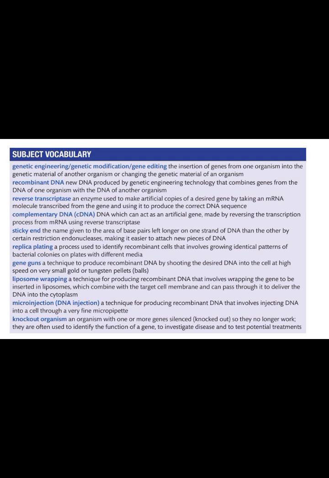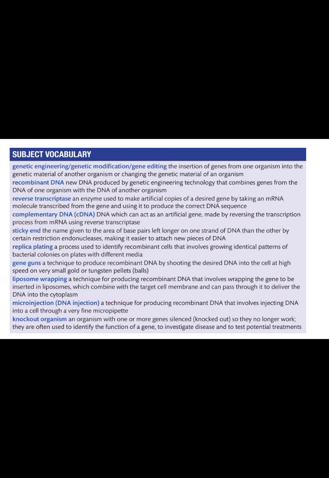Okay, the gene gun is a technique to produce a recombinant DNA by shooting the desired DNA into the cell at high speed, on very small gold or tungsten beads. Obviously we will be using those guns. By using those guns we can speedily insert those genes into the sample. Liposome wrapping is used to avoid unwrapping of the DNA, unwrapping of the recombinant DNA.